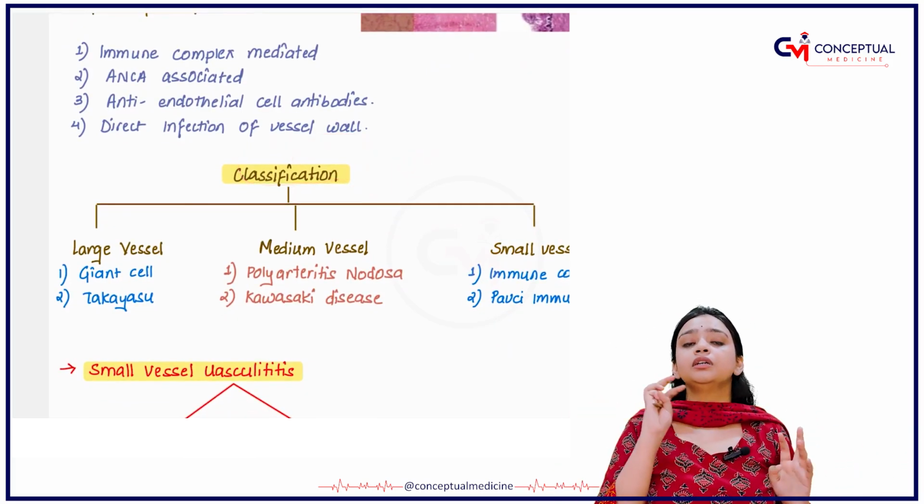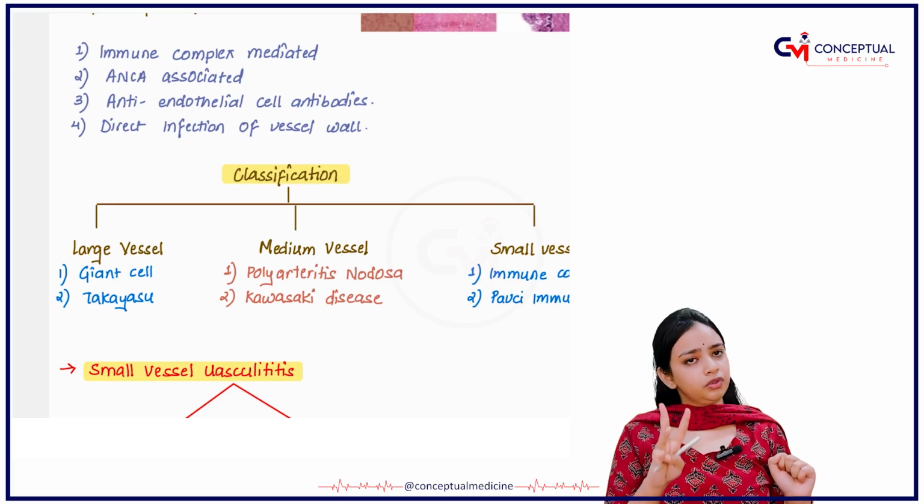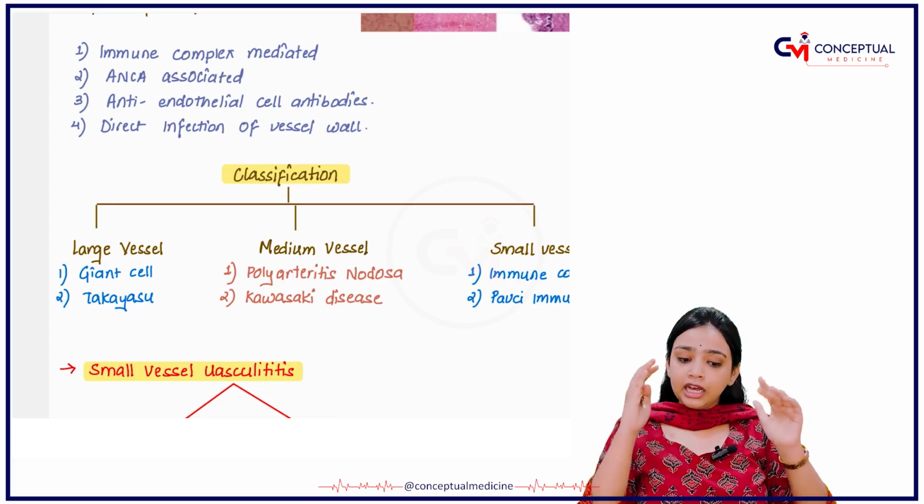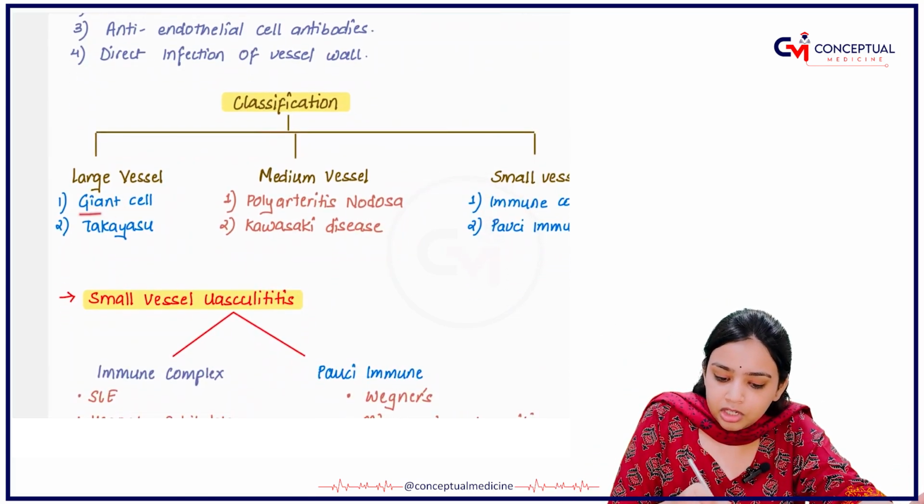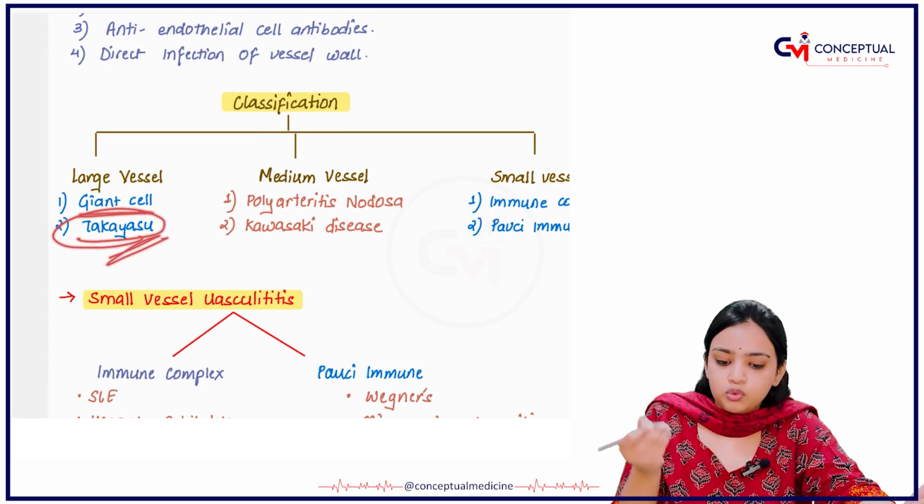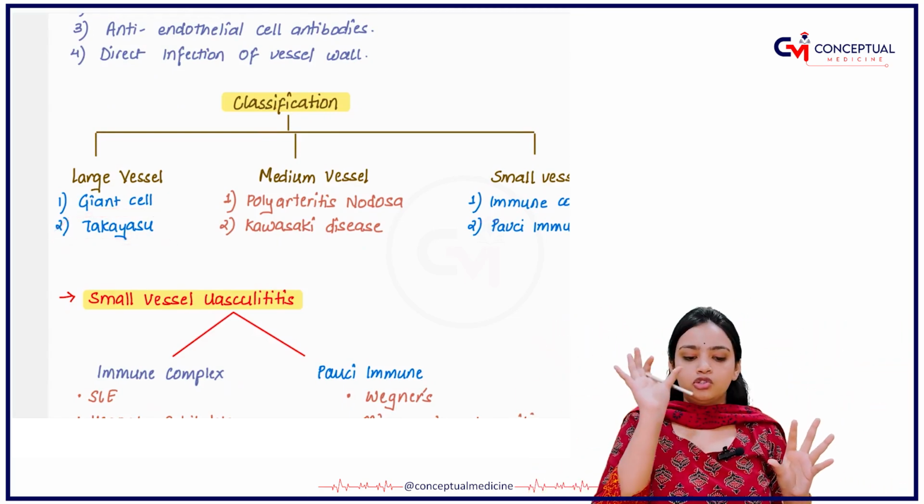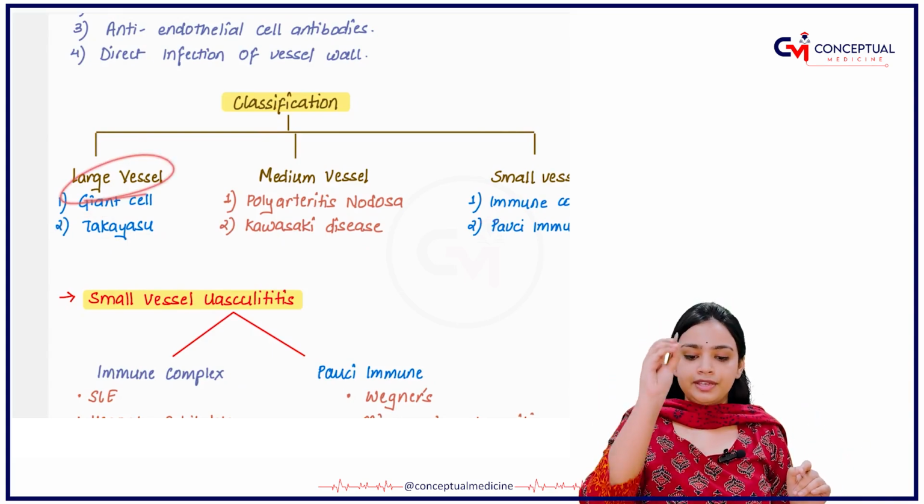Now, let's see a broad classification. Broadly, you have the division of vessels into three categories: large, medium, and small. In the large ones, you have the giant cell arteritis and Takayasu. Giant, the name only says giant. Giant means large. So it is related to the large vessels.